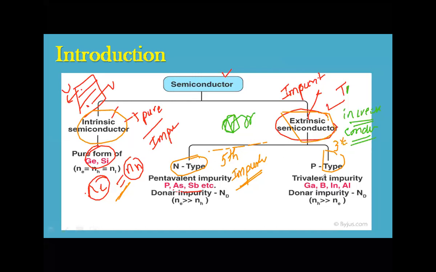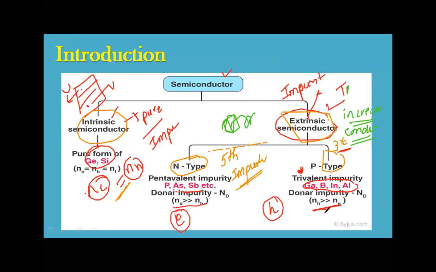So how about P type? To get a P-type, we have to add third group elements. So what are the third group elements? Gallium, boron, indium, aluminum. These are the elements that we add to the pure semiconductor like silicon and germanium to get P-type semiconductor. In P-type, holes are the majority carrier. N-type means electrons are the majority charge carrier.